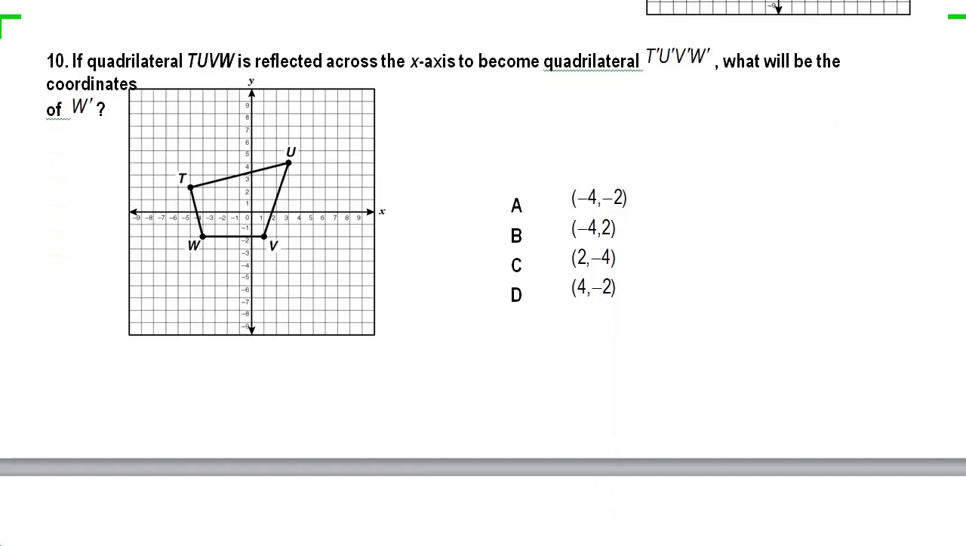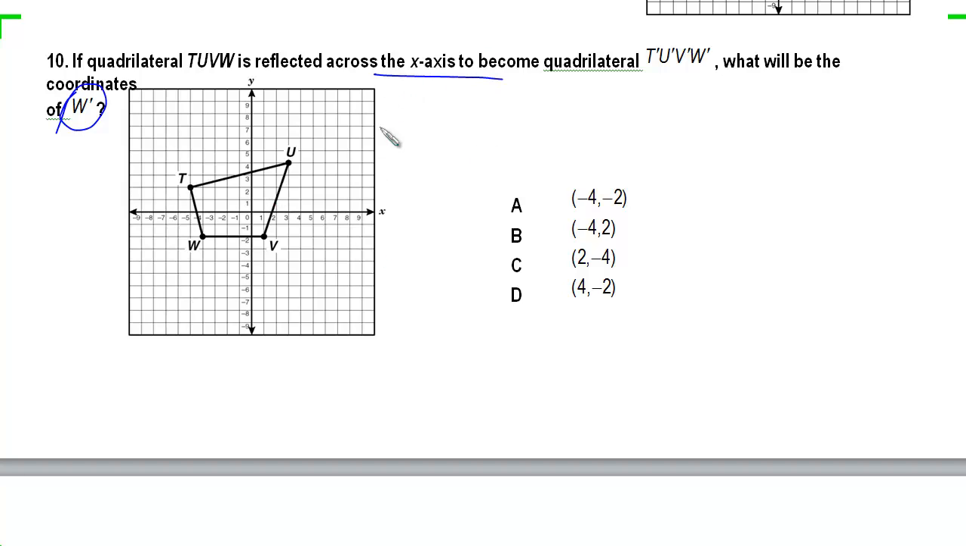Take a look at number 10. We have quadrilateral TUVW, and it's reflected across X to become T prime, U prime, V prime, W prime. What will be the coordinates of W prime? That's the one they care about. So I don't really have to go through the process, but we will, of reflecting the entire thing.